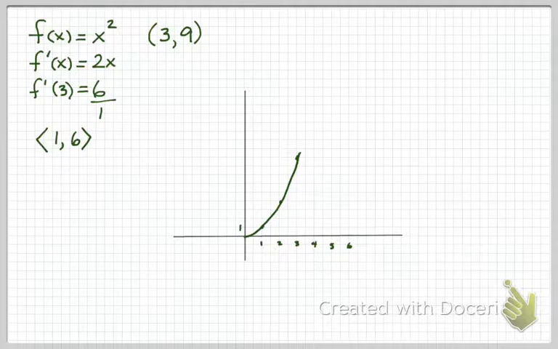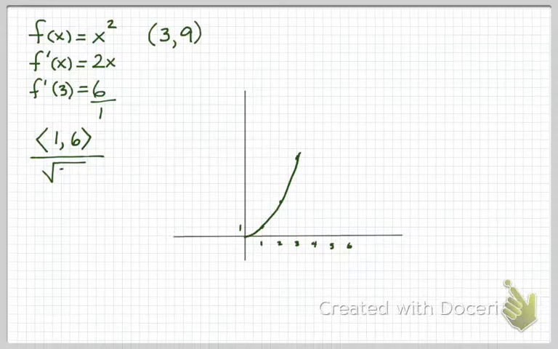To get a unit vector, we need it to have a length of 1. And as you know, if you divide something by itself, you get 1. So what I'm going to do to create a unit vector is to divide this by the length of the vector, and that will create a unit vector.